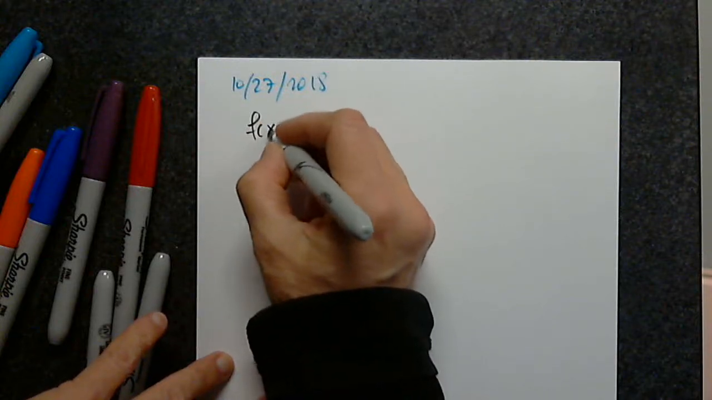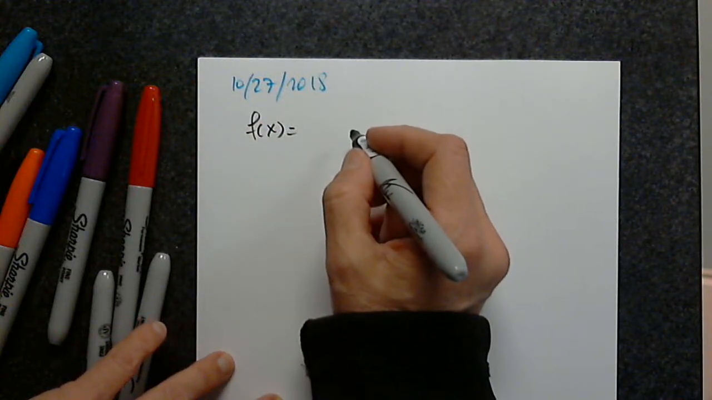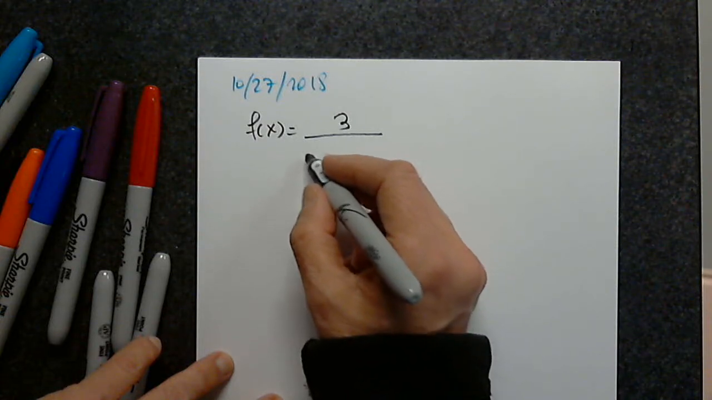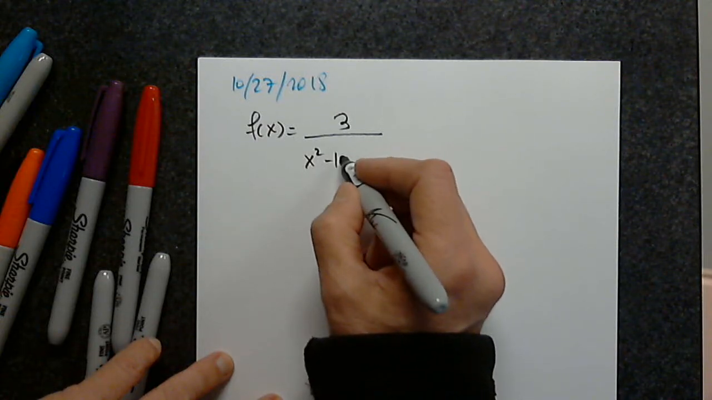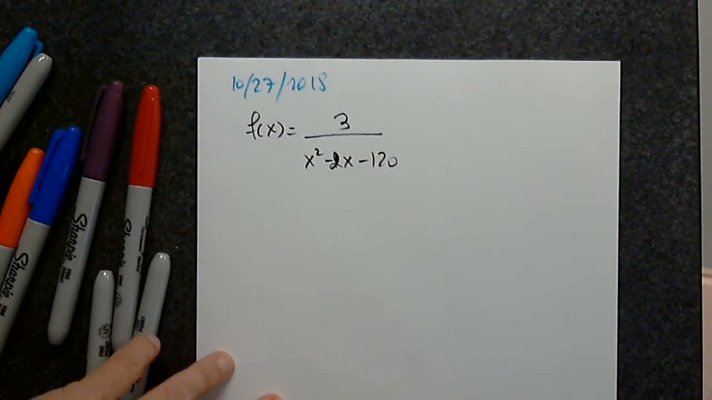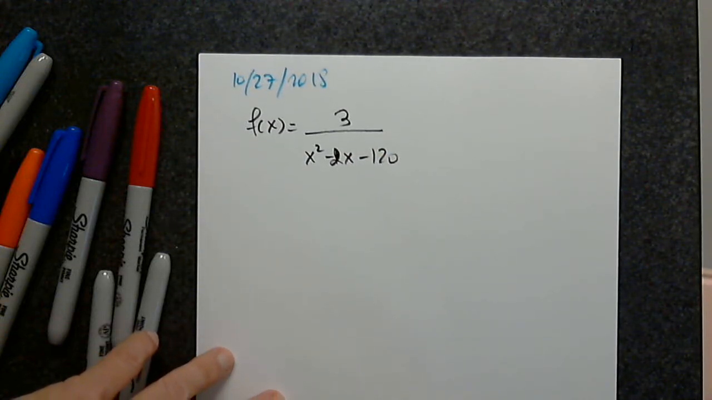A function to find its domain, right? What was it? f of x is 3 over x squared minus 2x minus 1. Very good. What is the domain of the function?